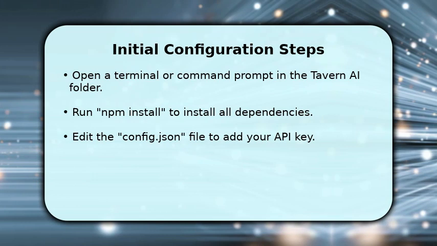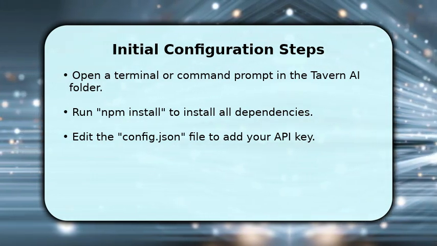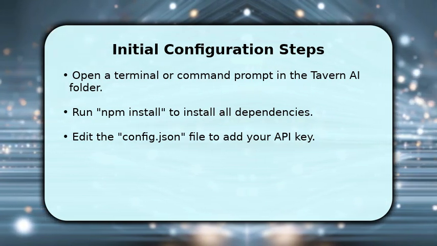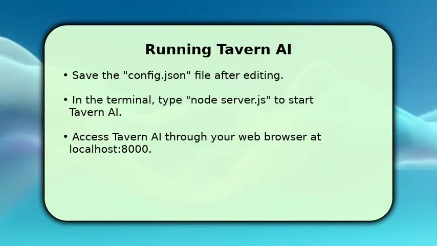After installation, locate the config.json file and open it with a text editor. Here, you'll input your API key, which is essential for connecting to your chosen AI model. With your API key entered, save the config.json file.